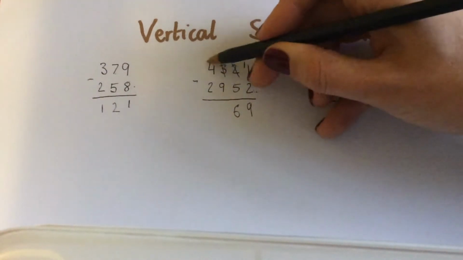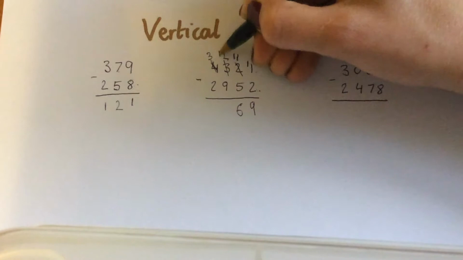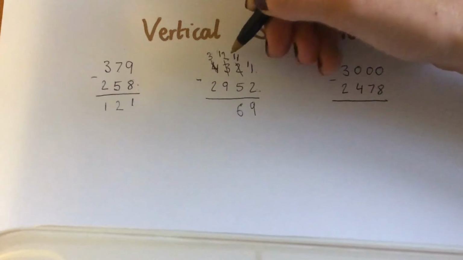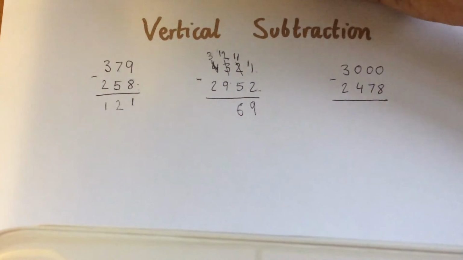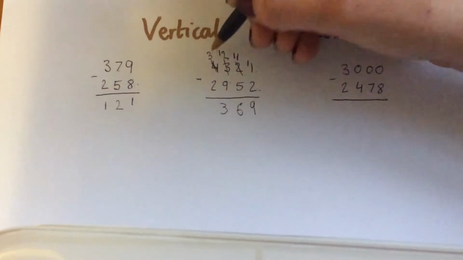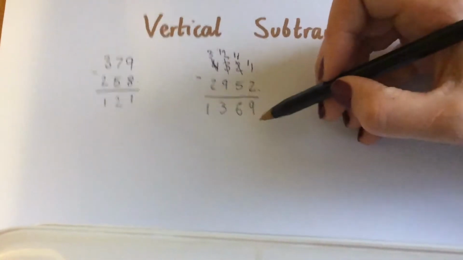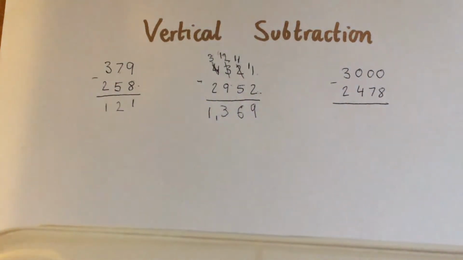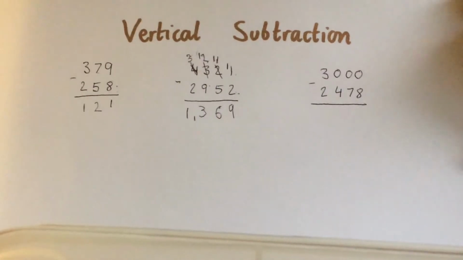Now 2 take away 9, again we can't do that, so we borrow from the digit next to it, make it one digit less, carry that 1,000 over to here and make it 12. So 12 take away 9, I find it easier to count up, so 9, 10, 11, 12, so that's 3. And then 3 take away 2, we can do that, so that's 1 there. Now I'm going to count in my comma, so 1, 2, 3, comma. 1,369 is our answer.